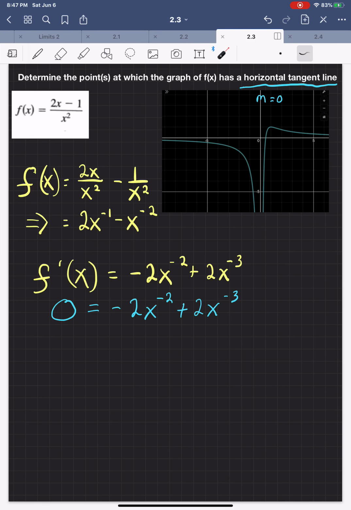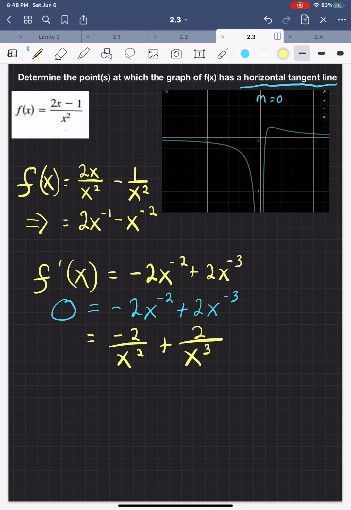Okay, so at this stage, I'll finish this problem for you since I started it, but good luck trying to figure out what values of x would make the right-hand side of the equation equal 0 in its current form. This is why I mentioned to you that it's in your best interest to rewrite without negative exponents. So we can rewrite this as negative 2 over x squared plus 2 over x cubed.